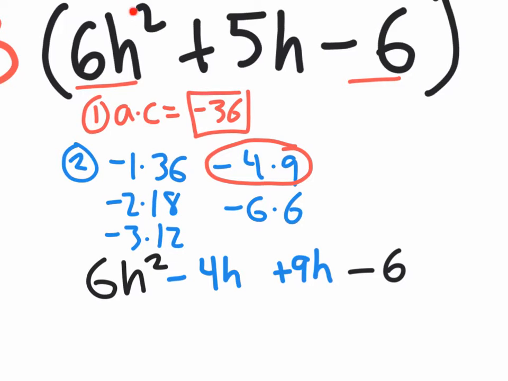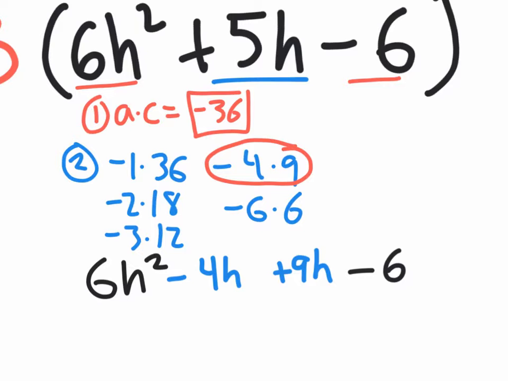So there it is, 6h squared is right there. This 5h, I rewrote it with two blue terms. I got that from the pair of numbers on step 2. So 5h became negative 4h plus 9h. Actually, if I add negative 4h plus 9h, that would give us the original 5h. Notice that I left some space between them. I left that space strategically because I know my next step is to factor by grouping.